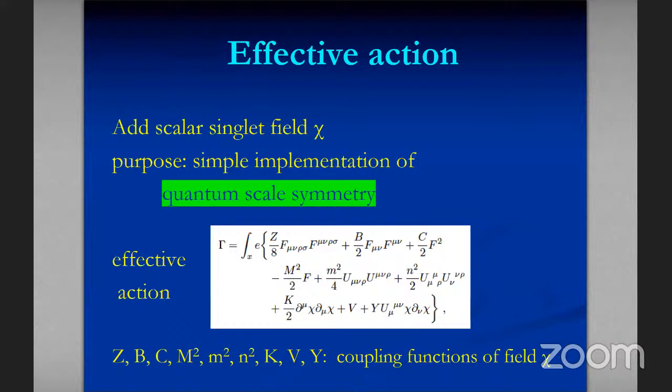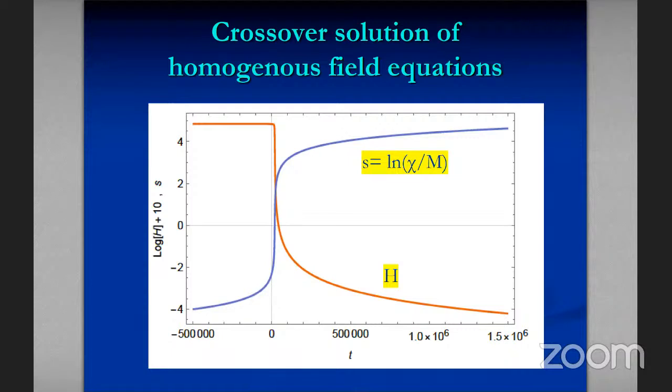I have just given you the effective action, the lowest terms, and all these coefficients are now depending on the scalar field. I can give you an overlook of what comes next. The next slide is crossover solutions of homogeneous field equations. So an overview of the resulting cosmology is actually pretty simple.